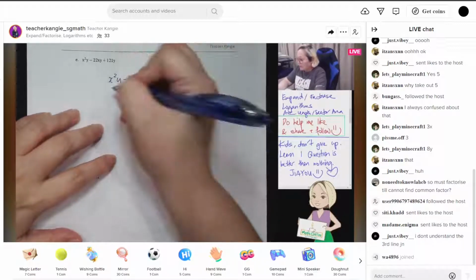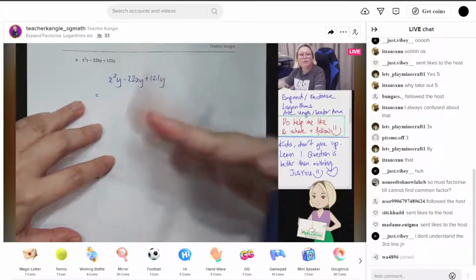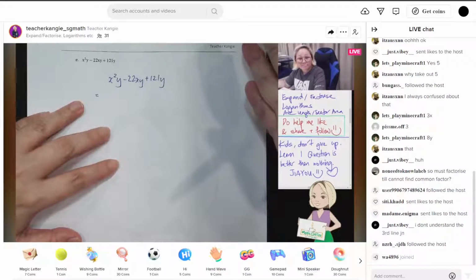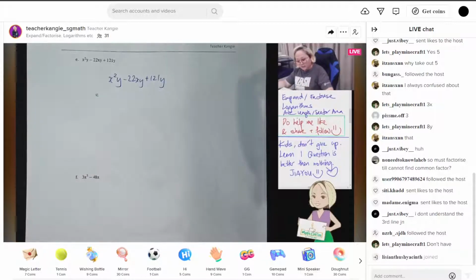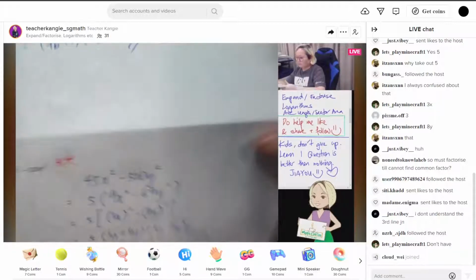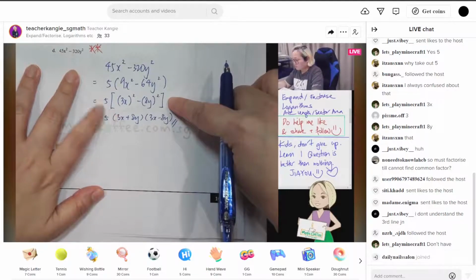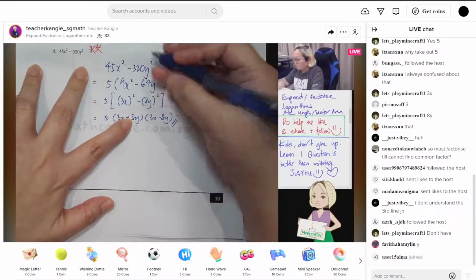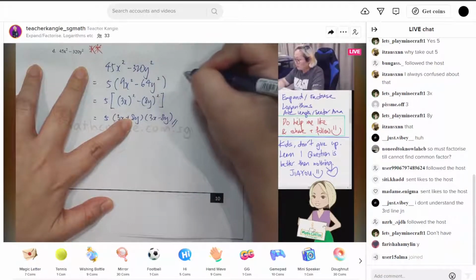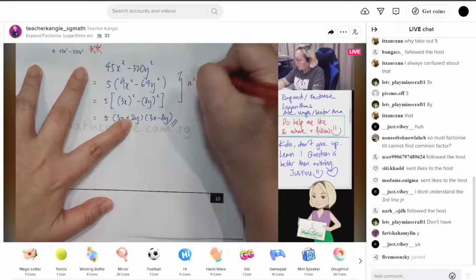Okay, so now they ask me to factorize. So ask yourself, can I take out common factor? Is there any common factor I can take out for this question? I don't understand the third line just now. This part. Okay, so this one again, from here to here, I'm actually using the A square minus B square.